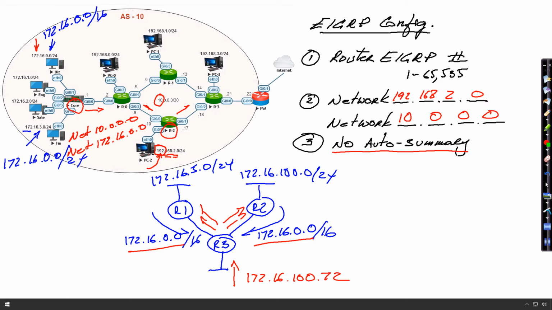Starting with IOS version 15 and above, Cisco turned off auto summary by default. All the routers that we are using for this lab are running version 15.6, so this command is not even necessary for our lab. Now you have the basic understanding of our topology and the configuration steps for EIGRP. Let's dive in and enable EIGRP on our routers.